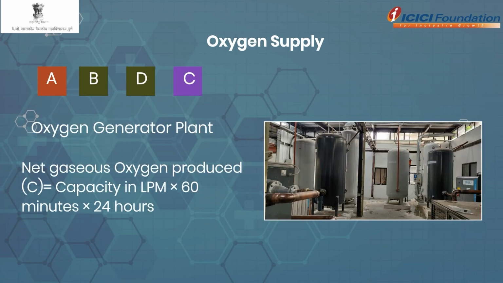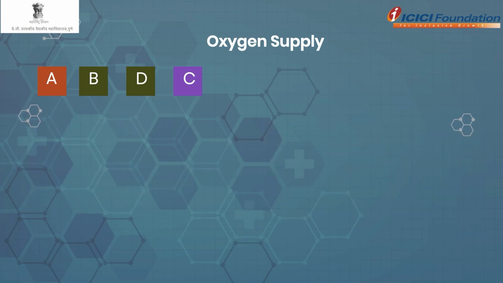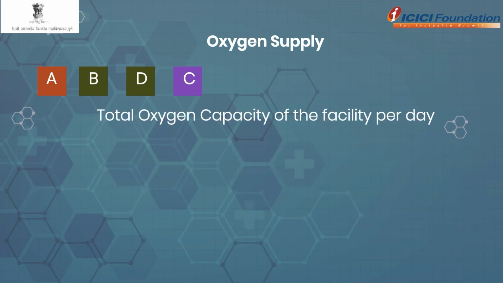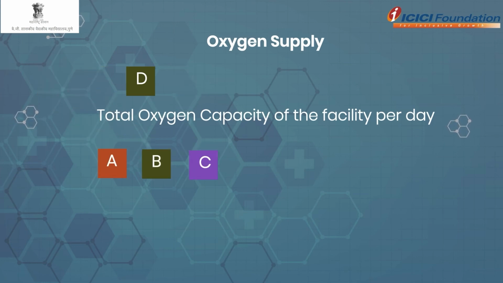Coming to oxygen generator plant, the net oxygen produced is equal to the capacity in liters per minute of that OGP into 60 minutes into 24 hours. So total oxygen capacity available of the facility on any given day will be A plus B plus C plus D, where A is from liquid medical oxygen or Dura cylinders, B is from type B cylinders, D is from type D cylinders and C is from the oxygen generator plant.